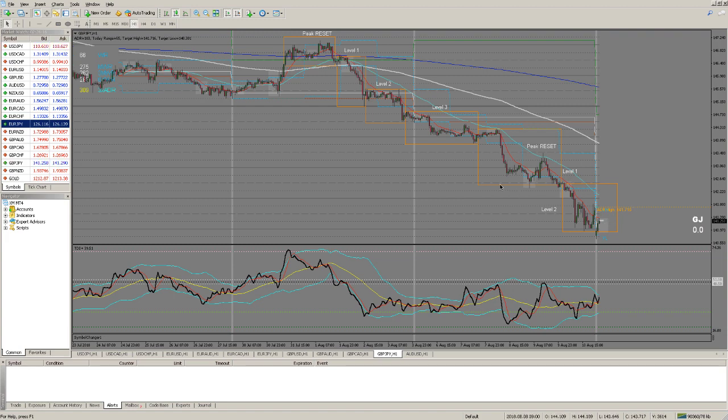Or they could just take it back up from here. It really depends on what GU is doing, because GU is going to largely move and influence this pair, and also UJ. Okay, so if you see UJ moving up and you see GU moving up, you'll see this pair moving up as well. So we'll see what they do with that.